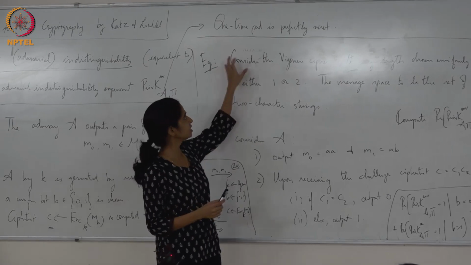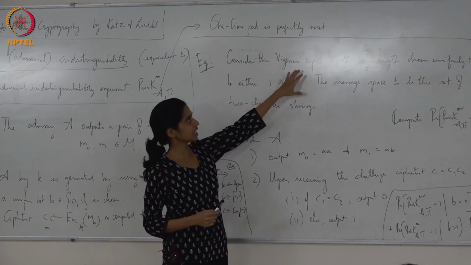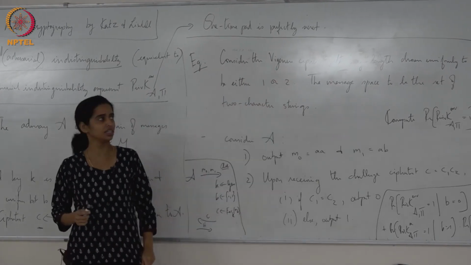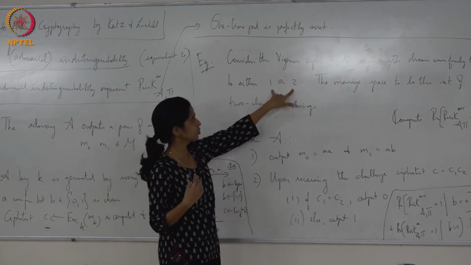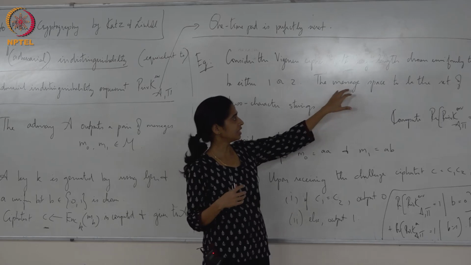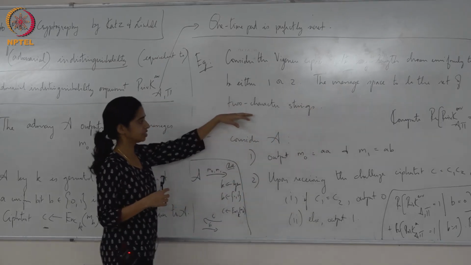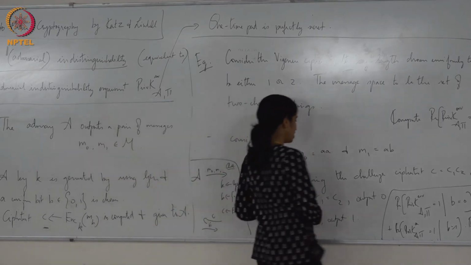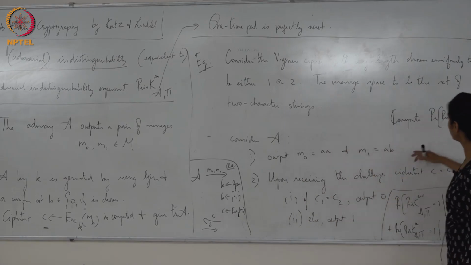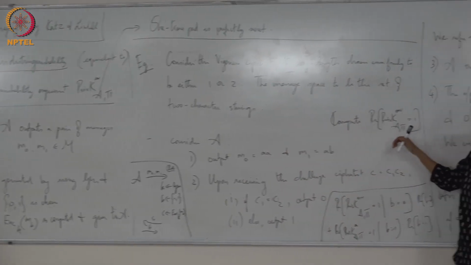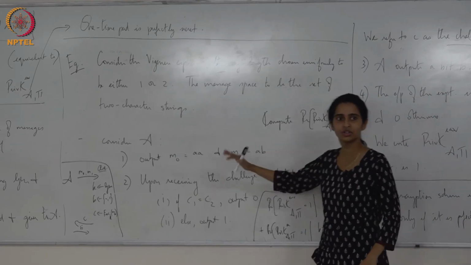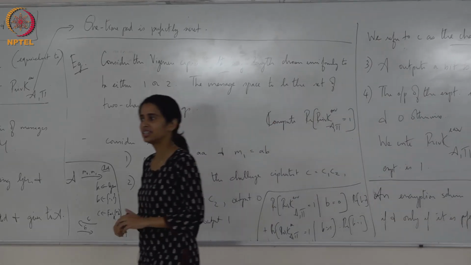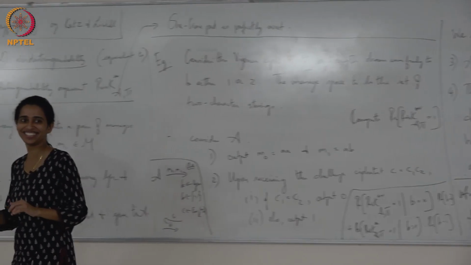So we considered this Vigenère cipher. This is the encryption scheme that we are considering, with key length to be either 1 or 2, and 1 or 2 is chosen uniformly. And then the message space is a set of 2 character strings. And for this adversary that I had defined, we want to compute the probability that PrivK^eav_{A,Π} is 1. Okay, so you recall the question? Did anybody already finish it?